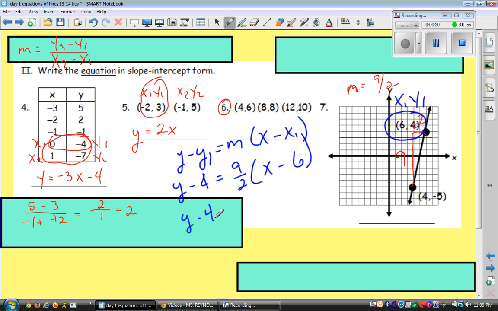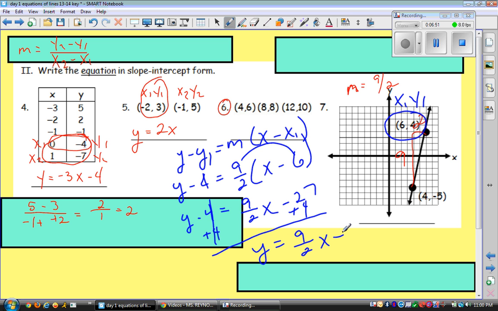So y minus 4 is 9 over 2 x minus, 9 times 6 is 54, and half of that, because it's divided by 2, is 27. So I'm going to add 4 to both sides. And my answer is y equals 9 over 2 x minus 23, which is very possible because it's going way down here.